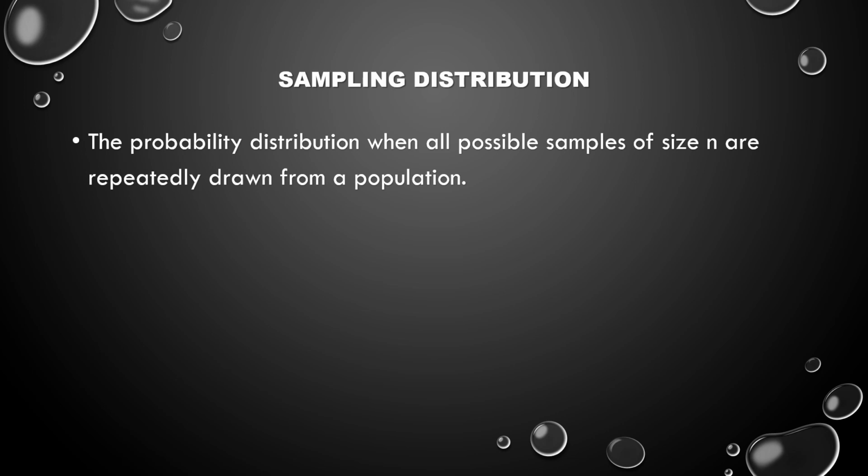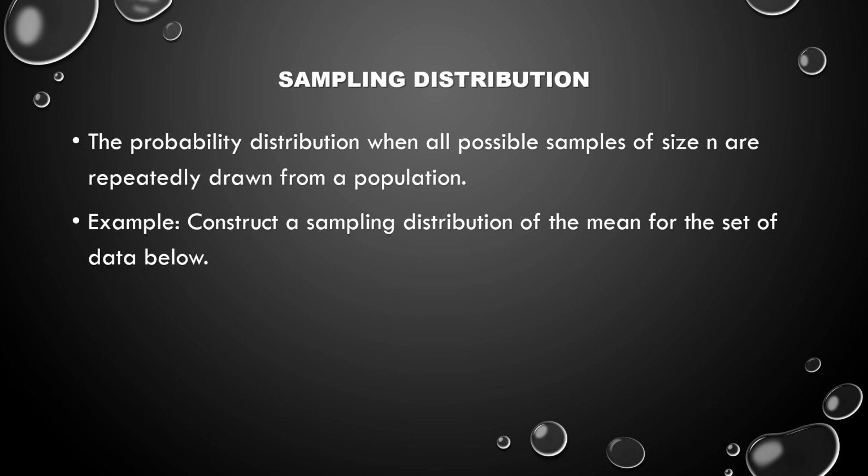Okay, so let's get to the topic. We have here an example in which we are going to construct a sampling distribution of the mean for the set of data below. We have 86, 89, 92, 95, and 98. More likely this is your population. Let's say these are the grades of students. We have 1, 2, 3, 4, 5, so 5 students taken as the population here. So how do we construct our sampling distribution?